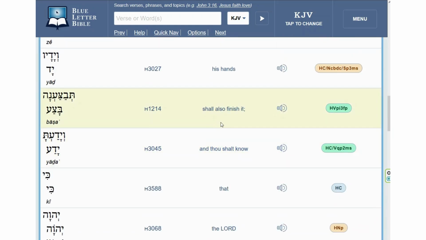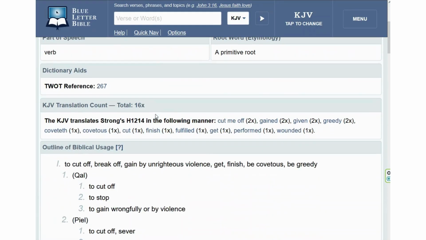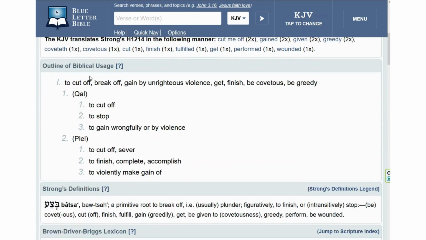The work of his hands also shall finish it. So let's drill down into H1214. It's been translated 16 times in Scripture: to cut off, given, greedy, coveteth, covetous, cut, and finish only one time. Zechariah is the only verse where it was translated as finished. There's a verse where it says fulfilled, to get, perform, wounded. In the outline of biblical usage, it actually means to cut off, break off, gain by unrighteous violence, get, finish, be covetous, be greedy.